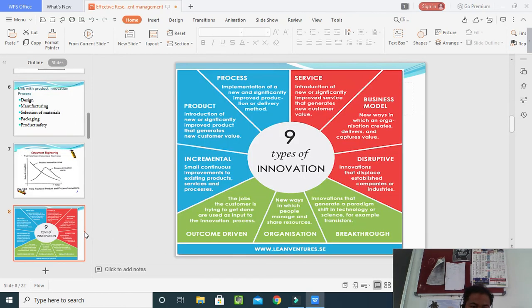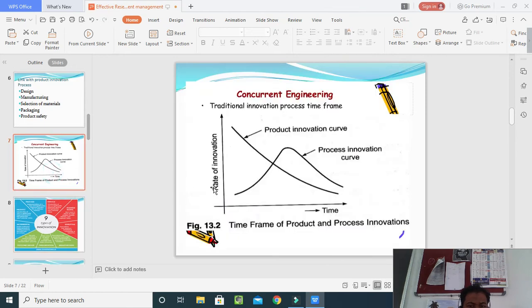Next, if you see this picture, the time frame of product and process innovation. First is the product innovation curve, which is slightly going down. That means the rate of innovation, and this is the time. When the time is passing, the rate of innovation is also decreasing.